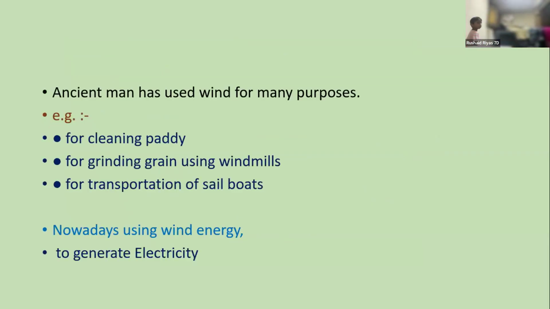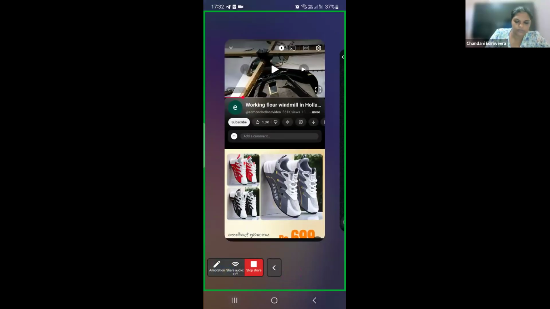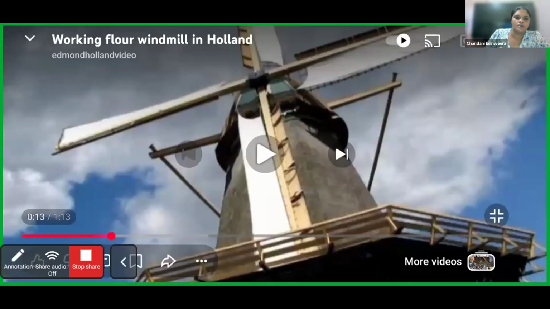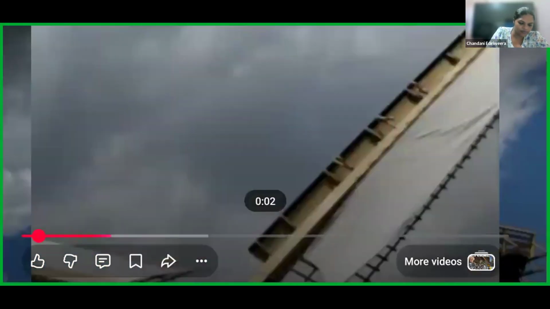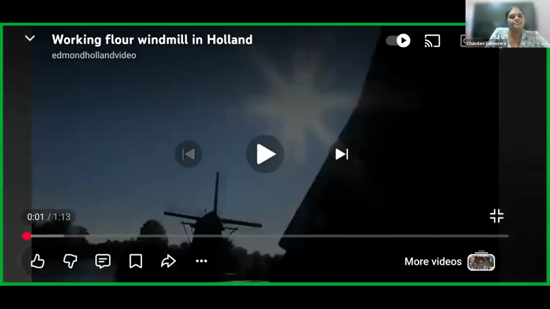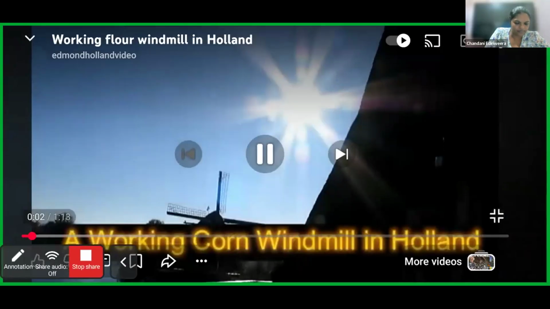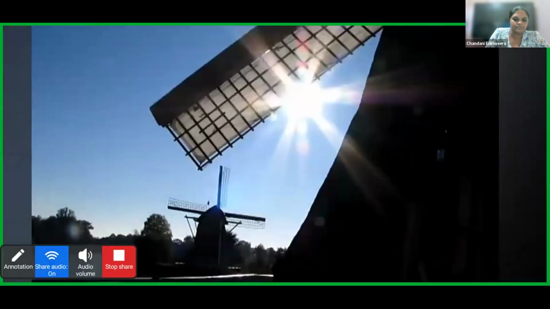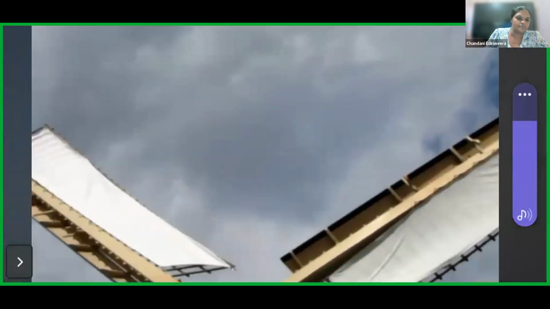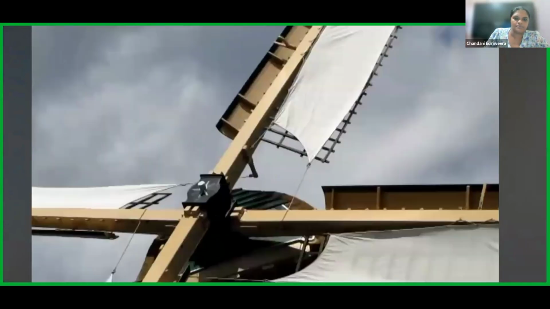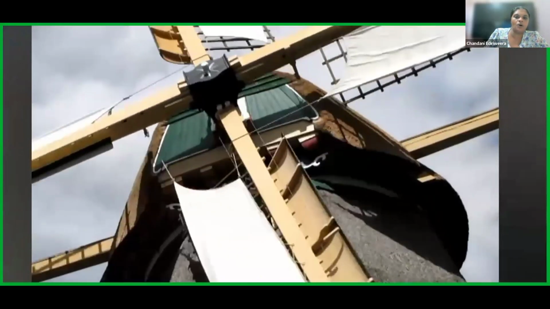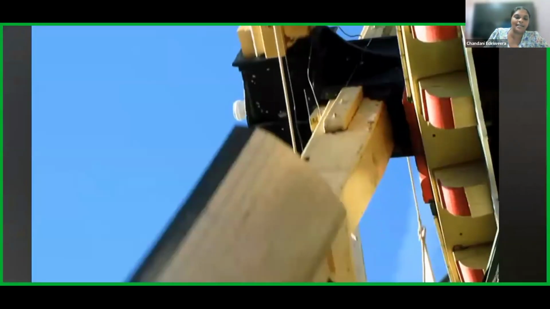Then write: ancient man has used... This is the old windmill used to grind grains.